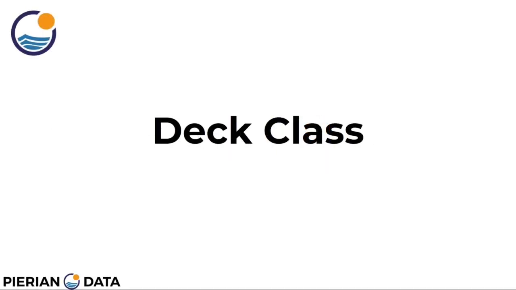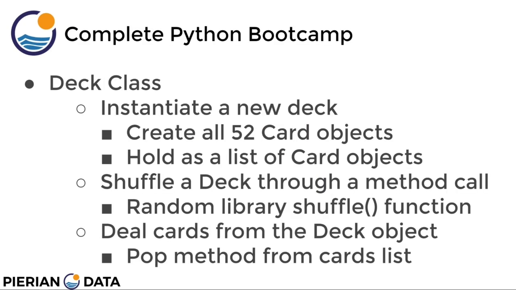Welcome back, everyone. To continue on with this lecture series, it's time to create a deck class. Let's talk a little bit about what this deck class should be able to do. There's three main things that we want to achieve with this deck class. The first is whenever we create a deck class, we would like it to instantiate a new deck, which essentially means create all 52 required card objects and then hold them as a list of card objects.